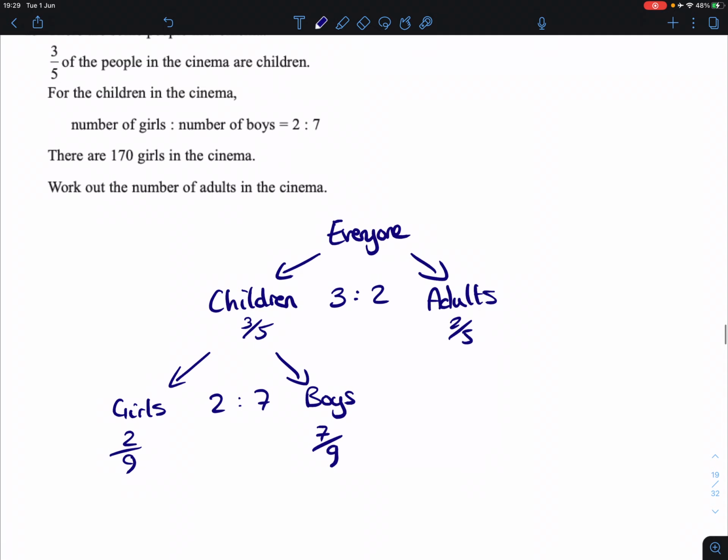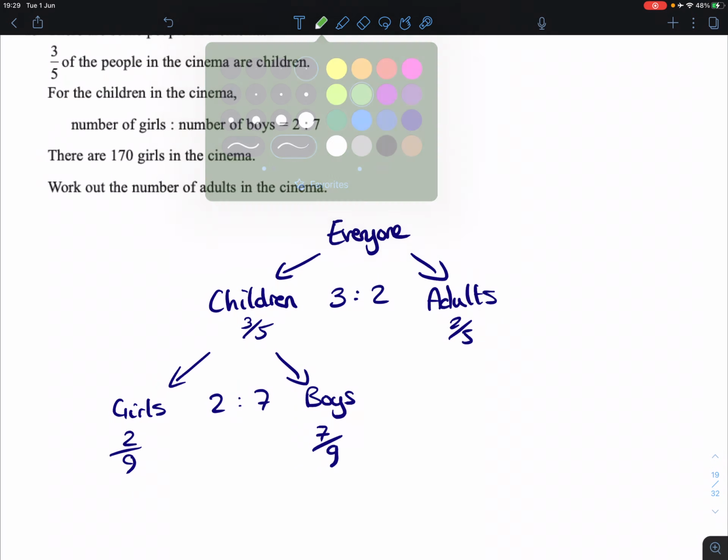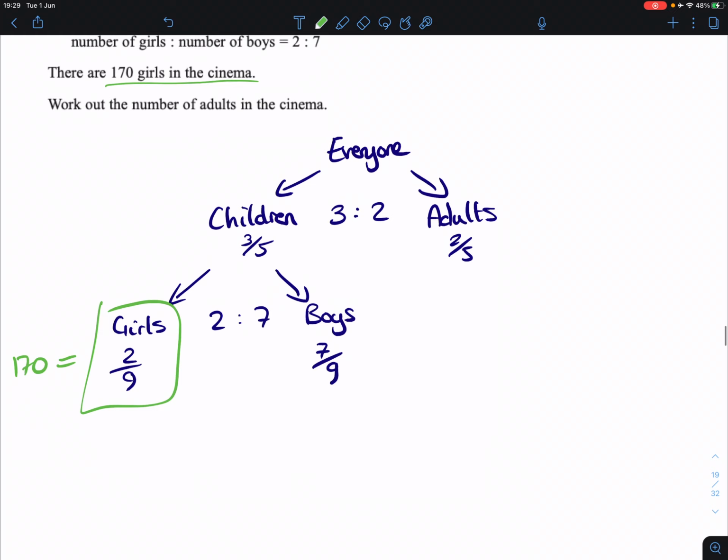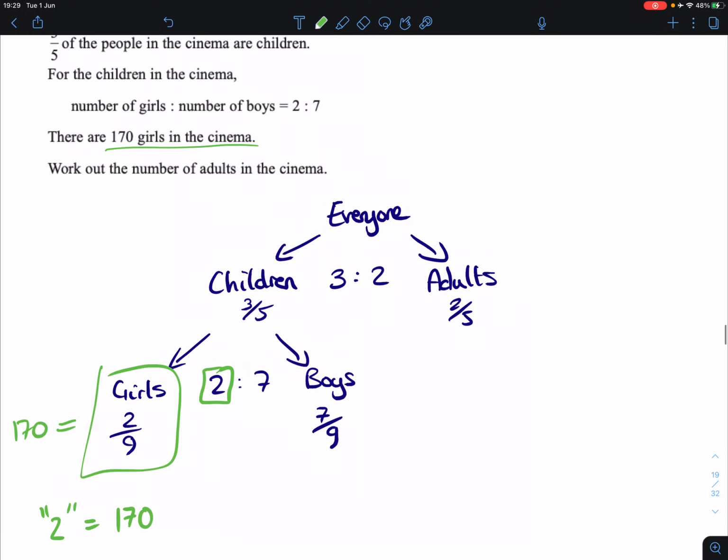We're then told that 170 girls are in the cinema. So this equals 170. Now you could say that 2/9 equals 170, or you could refer to this 2 in the ratio as equaling 170. There's more than one way of doing it. But in either case, we first of all need to figure out the total number of children in the cinema before then figuring out adults.